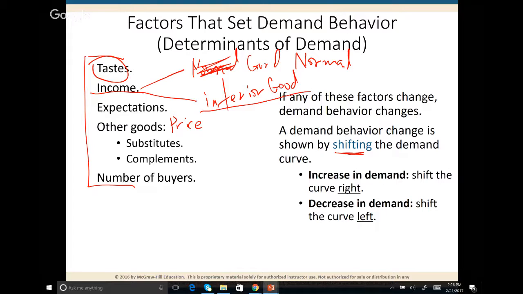And then next is your expectation. So it's a consumer expectation on the future prices or the future income that will have impact on today's level. So if you expect that tomorrow price is higher, today what do you do? You're going to buy more, because tomorrow is more expensive.